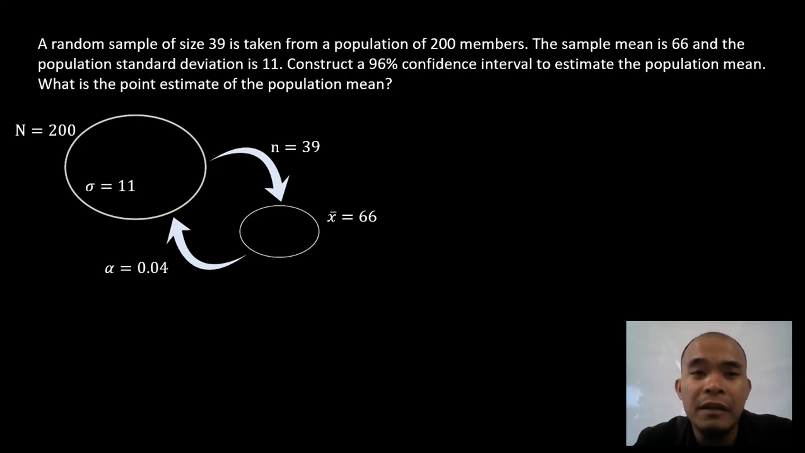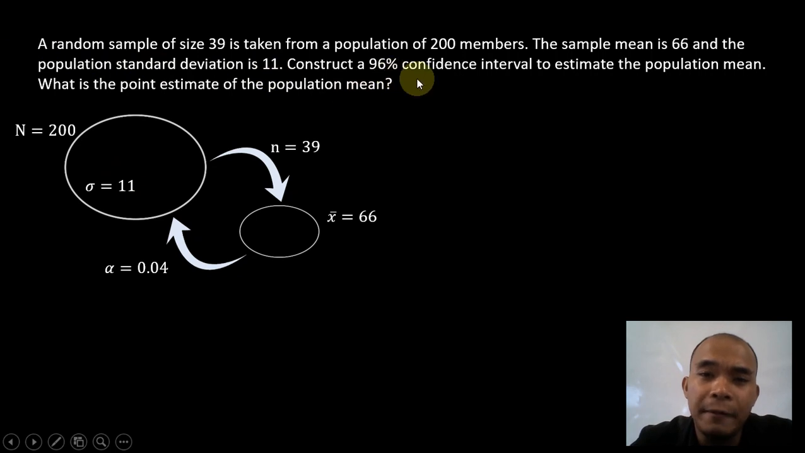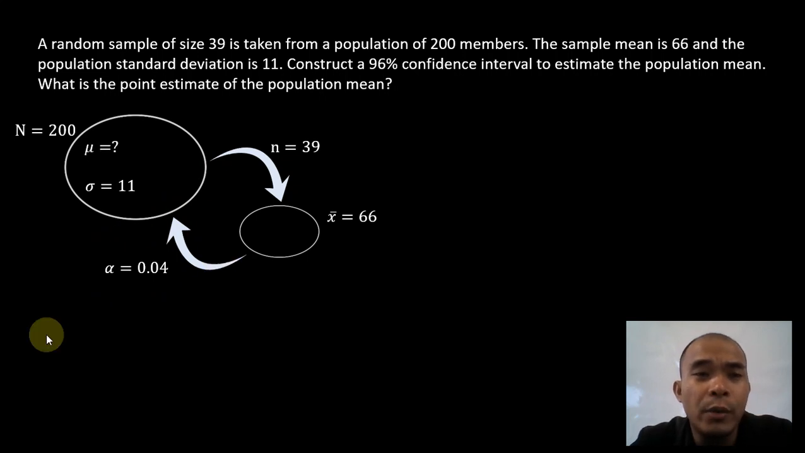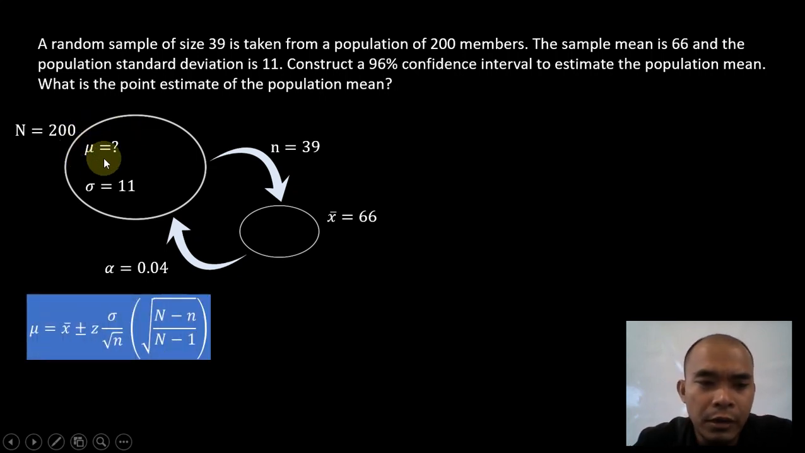Of course, the alpha here is 0.04, since that is 1 minus 0.96. The decimal form here is 0.96, so that is 1 minus 0.96, and alpha is 0.04. Using this data, we're going to estimate the population mean. Since the population size is given as 200, we have to use this formula with the finite correction factor.